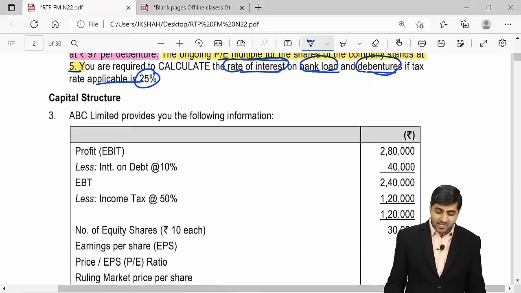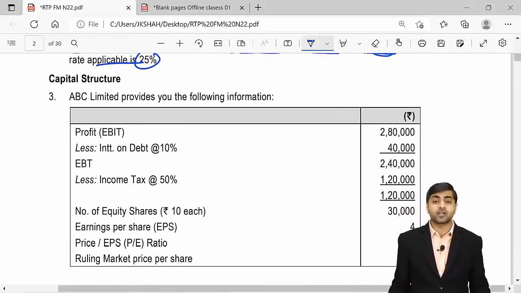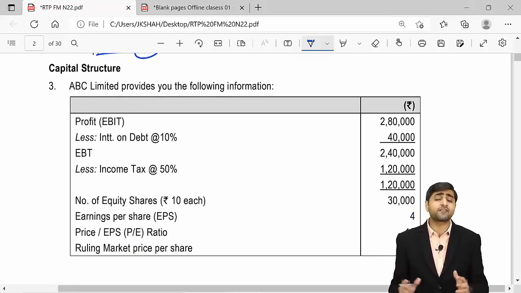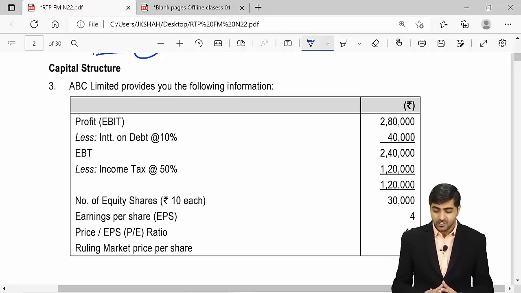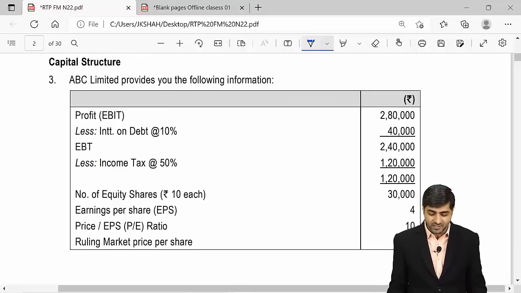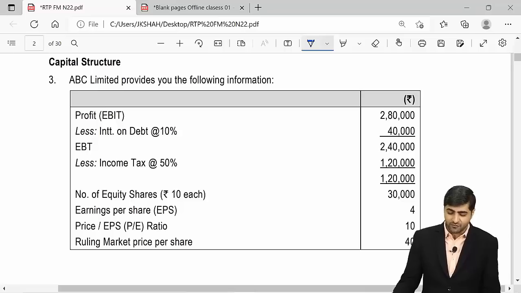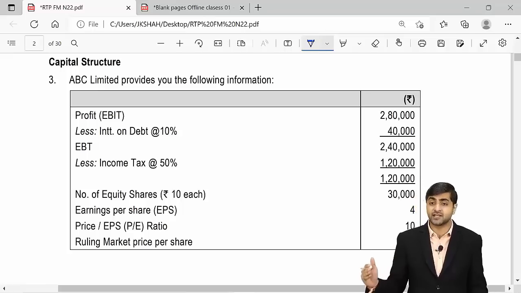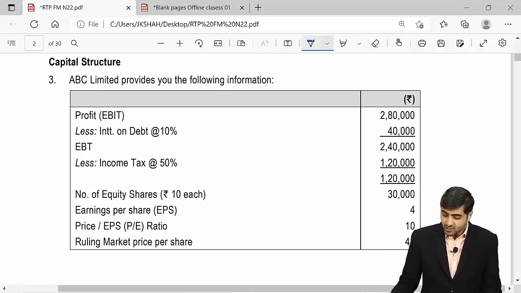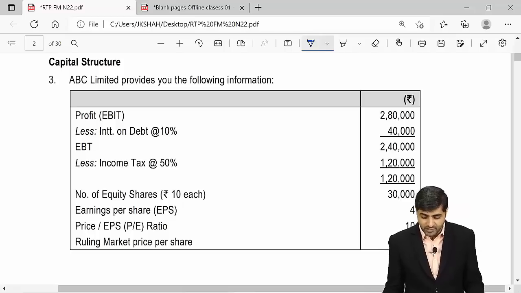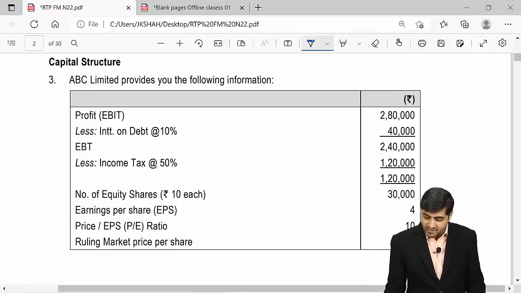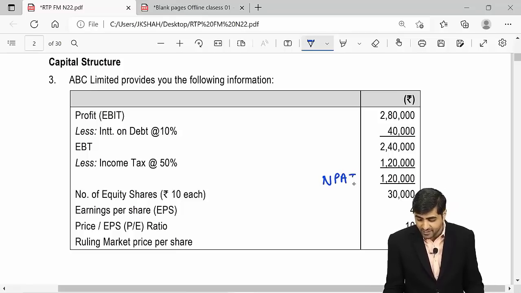Okay students, so now let us start with the next question, and that is regarding your capital structure. Now this question is very often found in your study module as well. See what is given to you in your question number 3. ABC Limited provides you with the following information. We have your EBIT available as rupees 2,80,000. Then we have interest on debentures at the rate of 10%, that is 40,000. We have your EBT, which is 2,40,000. Income tax rate is given to us 50%, so that is 1,20,000. So obviously this will be nothing but your net profits after tax.